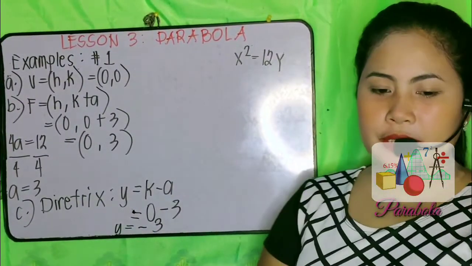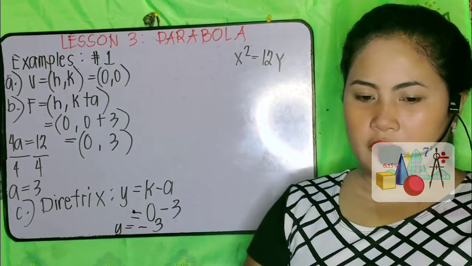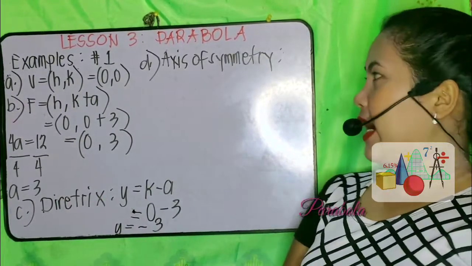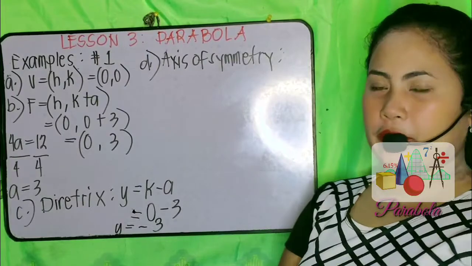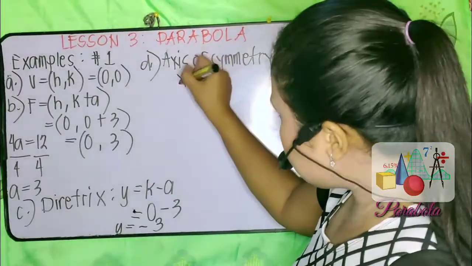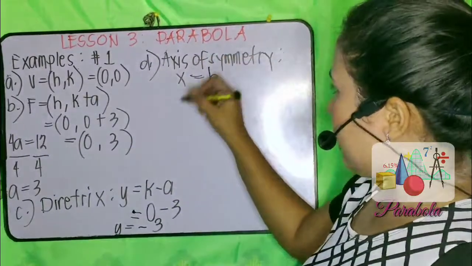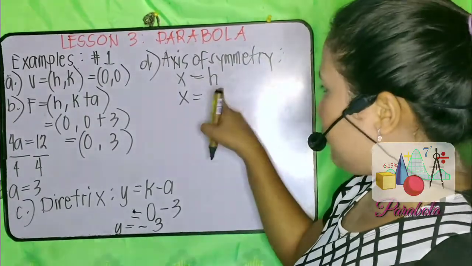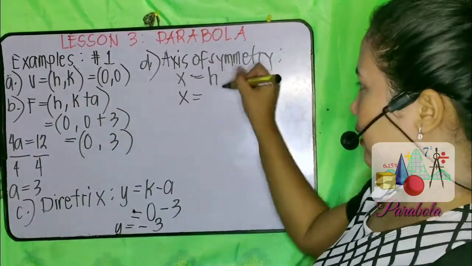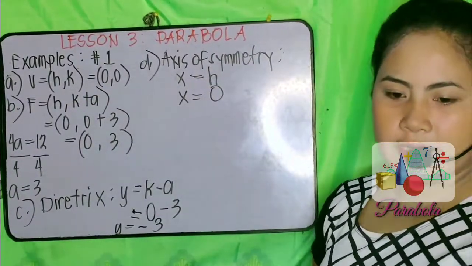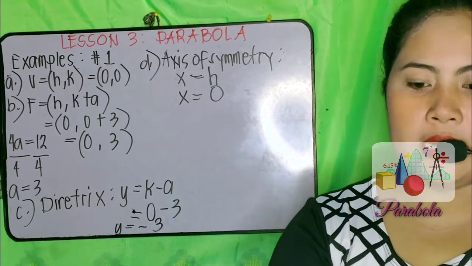Okay, so let's proceed to next, axis of symmetry. For axis of symmetry, the formula that we're going to use is x equals h. Okay, so copy x. Then, our value for h is 0. So, ganun lang po siya kadali. Okay, so let's proceed to our latus rectum.